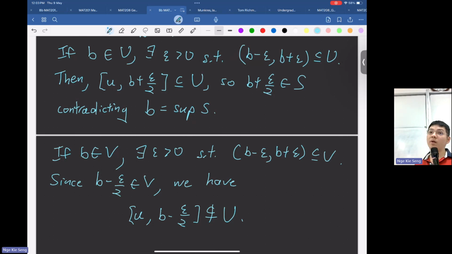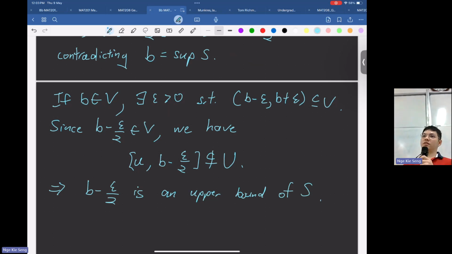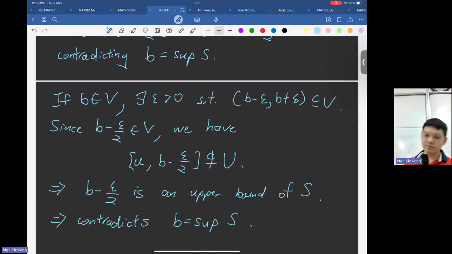But this means what? What does this mean? This would imply that B minus epsilon over 2 is an upper bound of X. So you found something smaller, which is an upper bound. So this contradicts B being the supremum of X. Yeah.